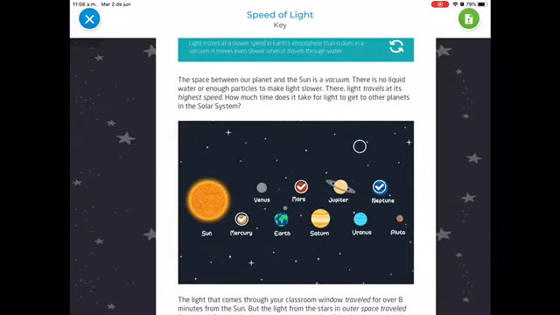The space between our planet and the sun is a vacuum. There is no liquid, water, or enough particles to make light slower, so it is a complete space and the light goes directly through the solar system. Now, the planet that is closest to the sun and receives sun rays fastest is Mercury. It receives light in just 3 minutes and 13 seconds.